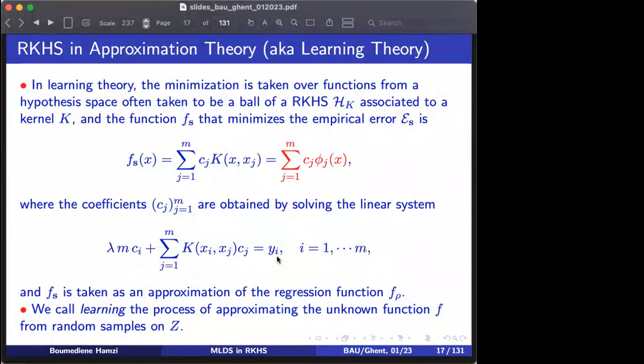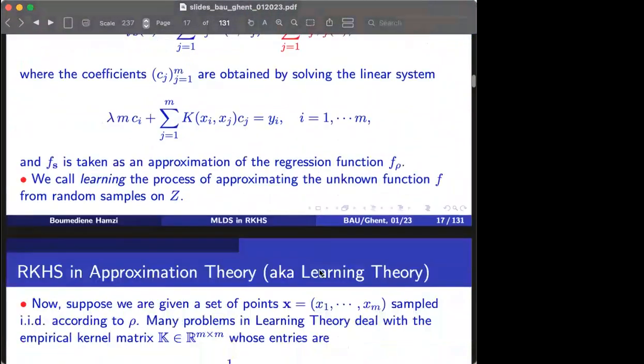In this context, we call learning the process of approximating the unknown function f from the random samples on Z in the RKHS H_K, where K is the kernel associated to it.